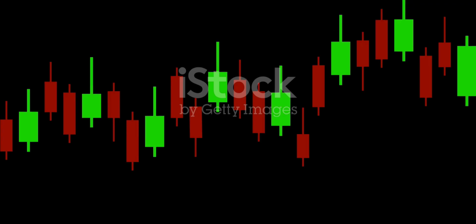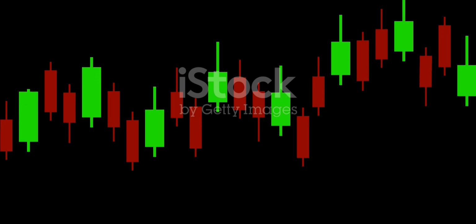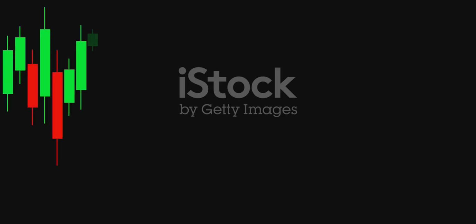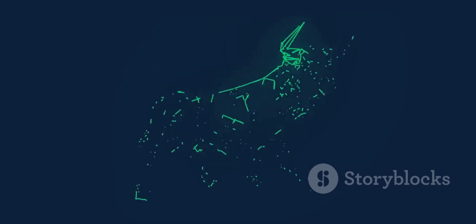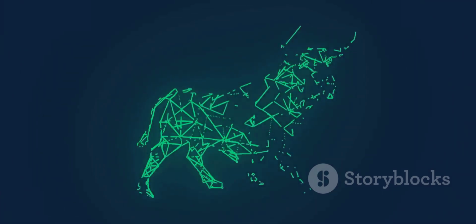Another common bullish pattern is the bullish engulfing pattern. This pattern involves 2 candlesticks. The first is a small red candle, followed by a larger green candle that completely engulfs the body of the first one. This pattern shows a dramatic shift in market sentiment.